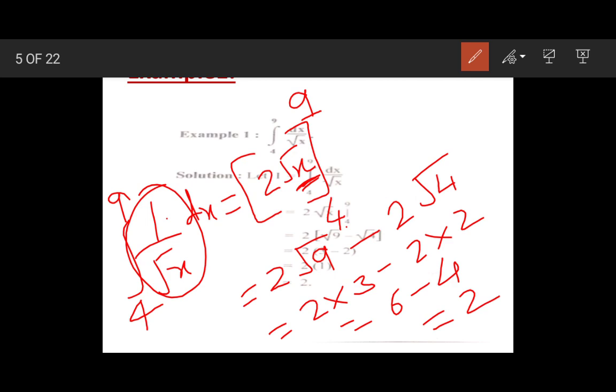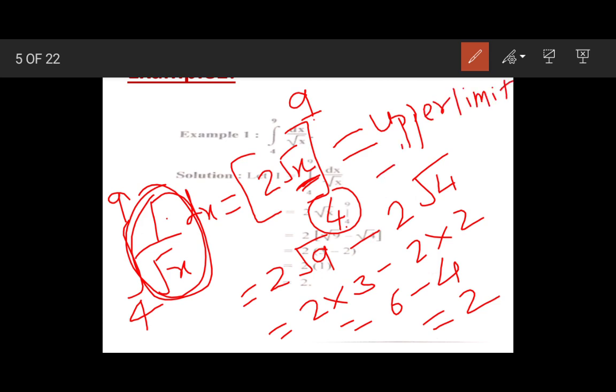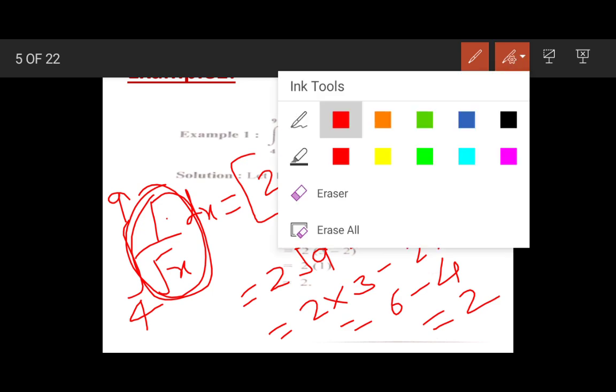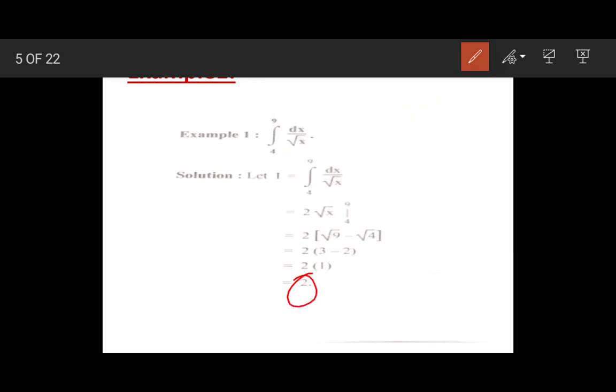So after integrating, we have to put the upper limit in place of x minus the lower limit in place of x. Just remember: upper limit minus lower limit. First you put the upper limit, then you put the lower limit. So the answer we get is 2.